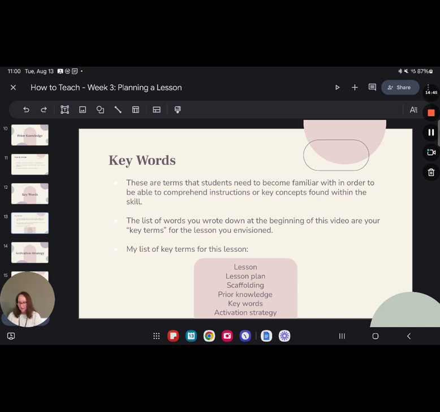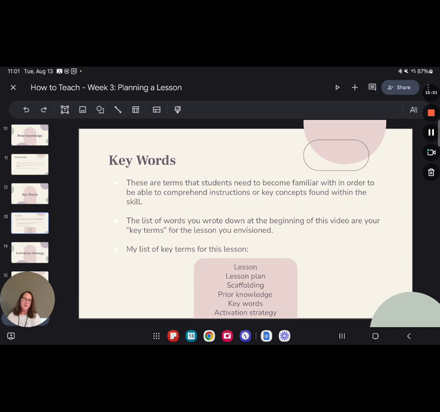There are always terms that we ask participants to become familiar with so that they are able to process the information in a lesson. They need to be familiar with them in order to understand a concept. So, for example, my list of keywords for this lesson is at the bottom of the screen: lesson plan, scaffolding, prior knowledge, keywords, activation strategy.